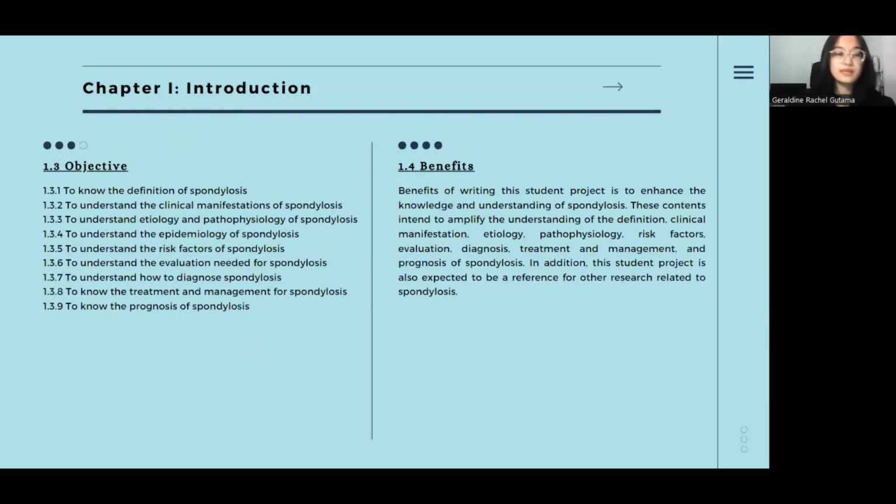And here are the objectives, to answer all the problem formulations before. The benefit of this student project is to enhance the knowledge and understanding of spondylosis. The student project is also expected to be a reference for other research related to spondylosis.